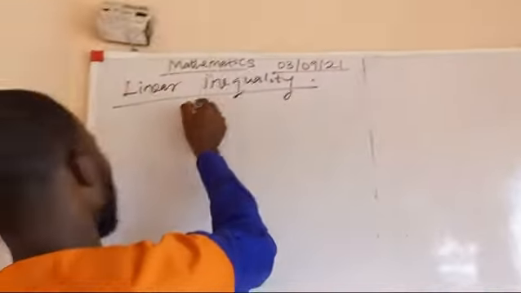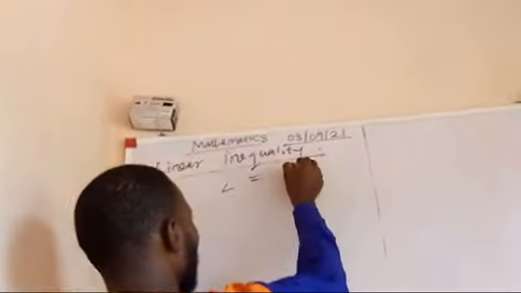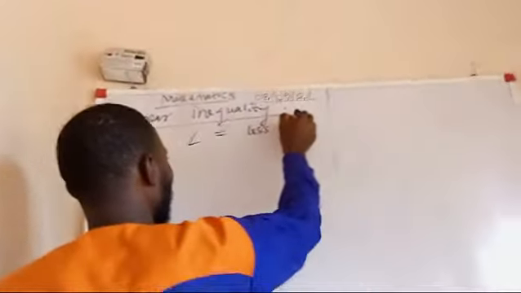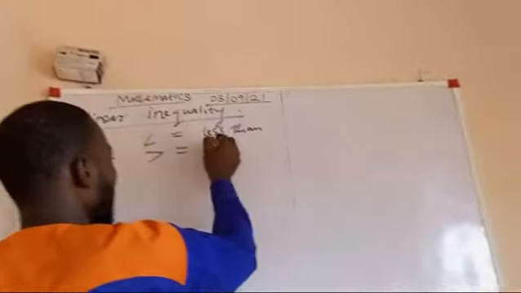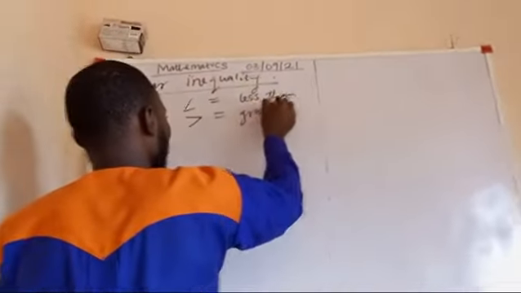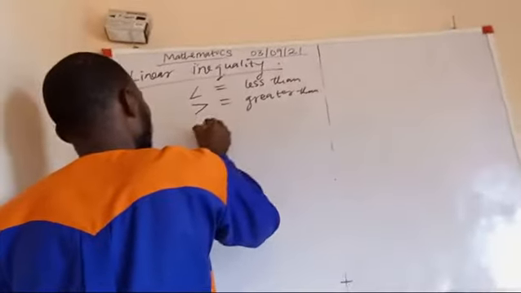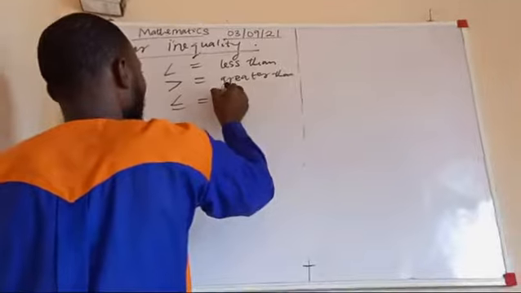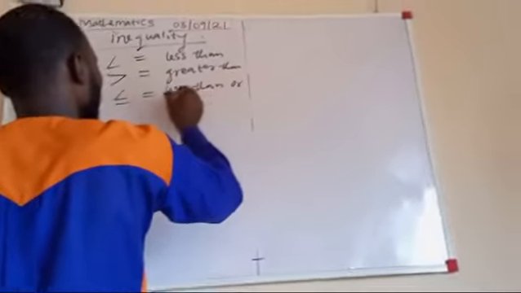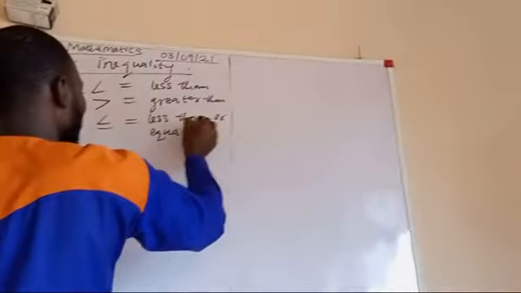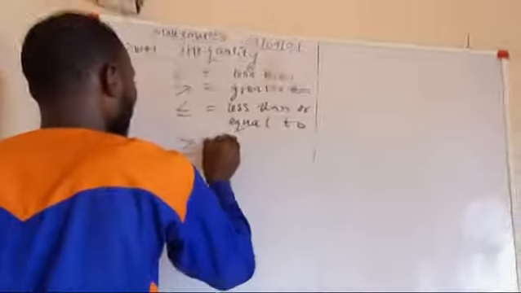So we have these signs as signs of inequality. We have this. This means less than. This means greater than. This means less than or equal to. And this is greater than or equal to.